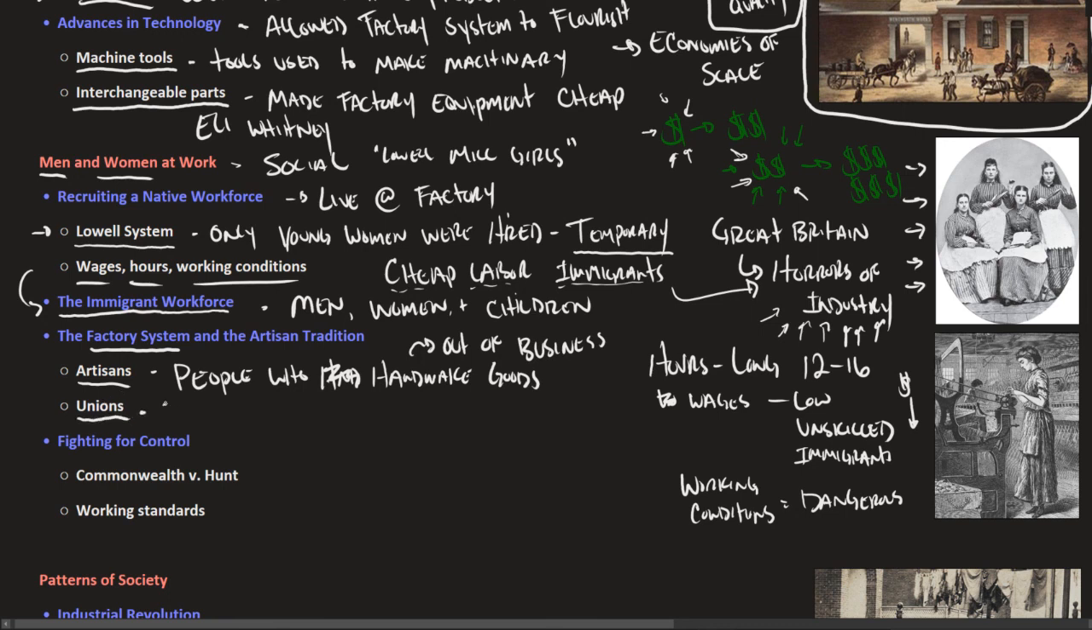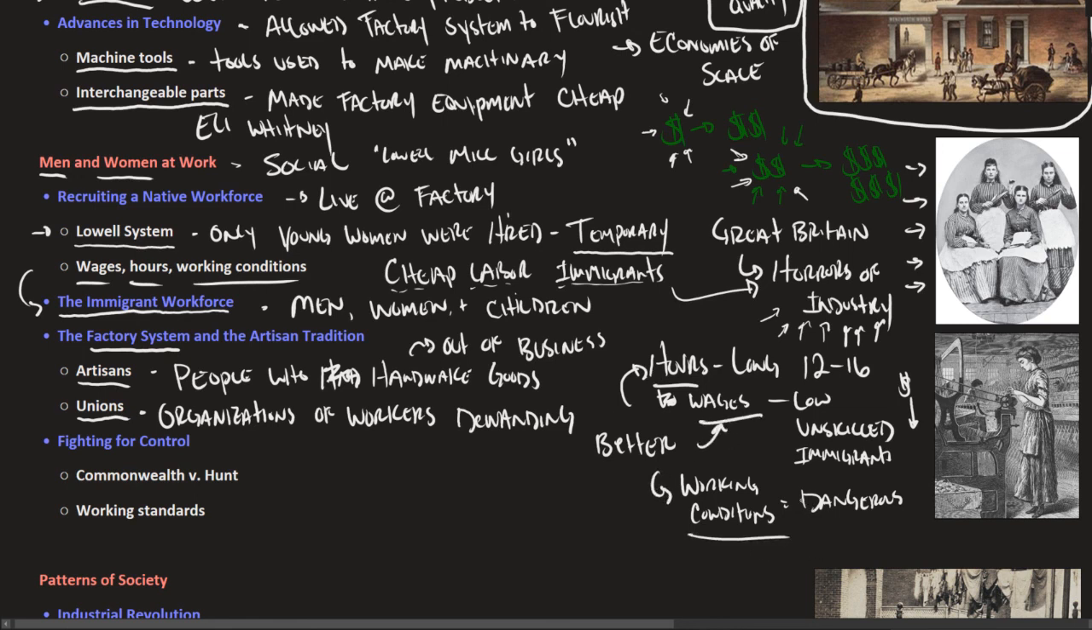Unions were organizations of workers demanding, and this is conveniently written here, better hours, better wages, and better working conditions. So one way that workers tried to improve the workplace was to come together and create these organizations called unions. They would ask for lower hours, higher wages, and better working conditions. They could use tactics like going on strike. They could petition the government.